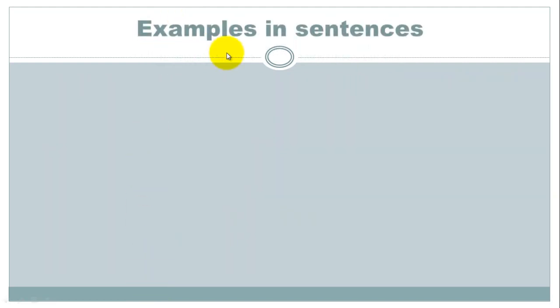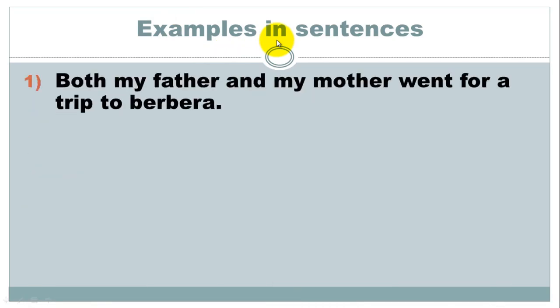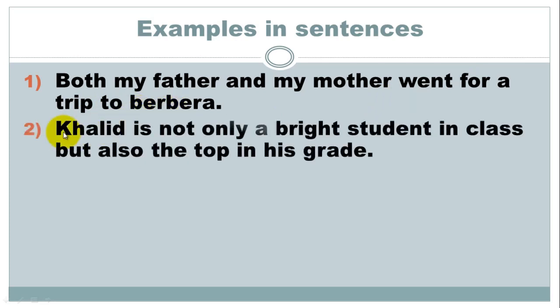So examples in sentences. Now let's look at them one by one. Both my father and my mother. So there's an inclusion. There's a father and we have another person. Both my father and my mother went for a trip to Kantara. The second one, Khalid is not only a bright student. That's a surprise. So Khalid is not only a bright student in class, but also the top in his grade. So you're surprised.